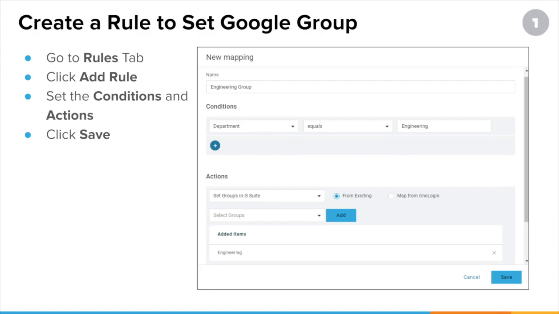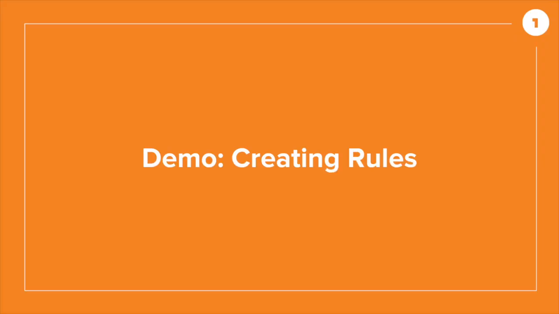Here we can see that all users assigned to the G Suite app connector that are in the engineering department, thus department equals engineering, will be assigned to the appropriate Google group over in Google Workspace. Thus, underneath Actions, you see Set Groups in G Suite to engineering. So let's go see how the rules work.